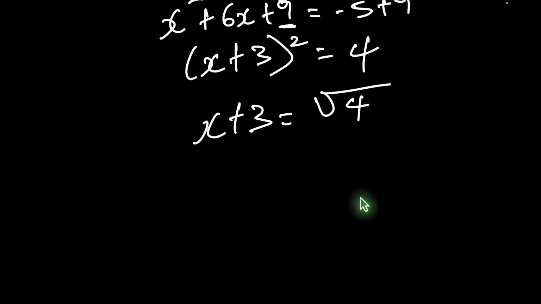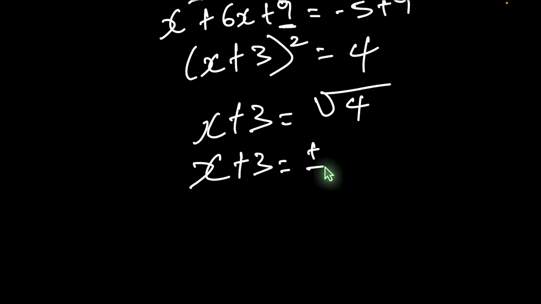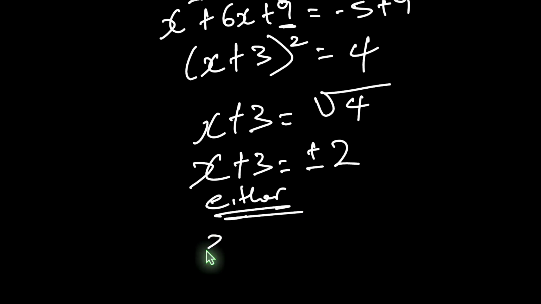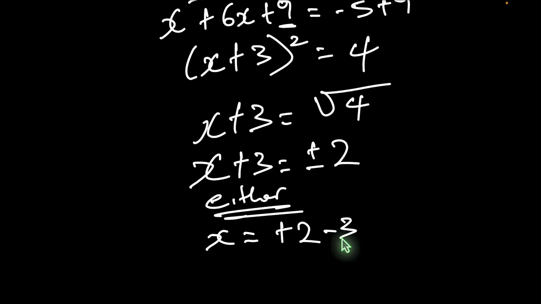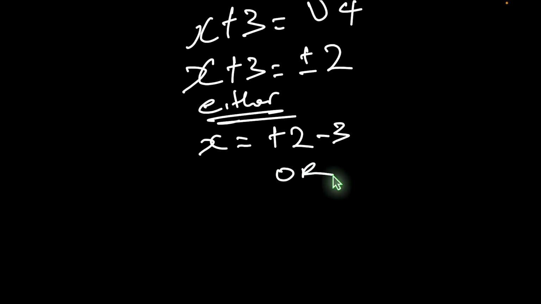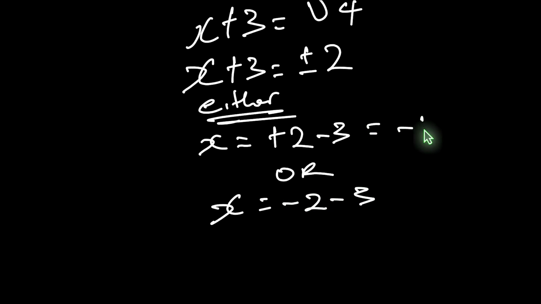And this is where the plus or minus bit will come in now. So we have x plus 3 equals plus or minus square root 4, which is 2. So then we'll have two values. So we can say either x is equal to, we take positive 2 in this instance, so 2 minus 3, or in this next instance we can say x is equal to negative 2 and minus 3 again. So for this one it's negative 1, and for this one it's negative 5.